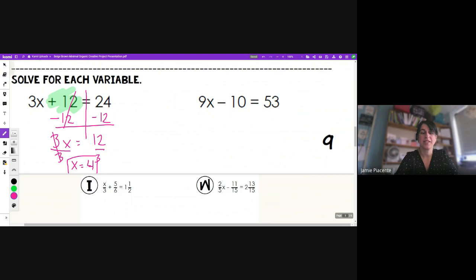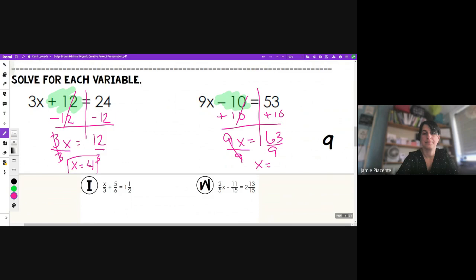Okay, let's look at the next one. In your head, think, what's the first thing I'm going to do? Did you say get rid of the minus 10? Because if you did, you're right. So we're going to get rid of minus 10 by adding 10 to both sides. I have 9x equals 63. The 9 and the x are touching, so we're going to undo it by dividing. And x equals, and type 63 divided by 9, and you will get 7.